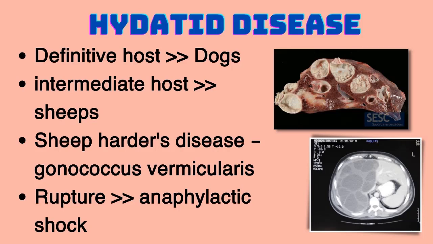So the sheep's an intermediate host. The dog's a definitive host. The sheep herder is the intermediate host. Okay? All right. Remember that you don't want to rupture any of these cysts because if the fluid gets into the abdominal cavity, you go into anaphylactic shock. Okay? Those are the key things.